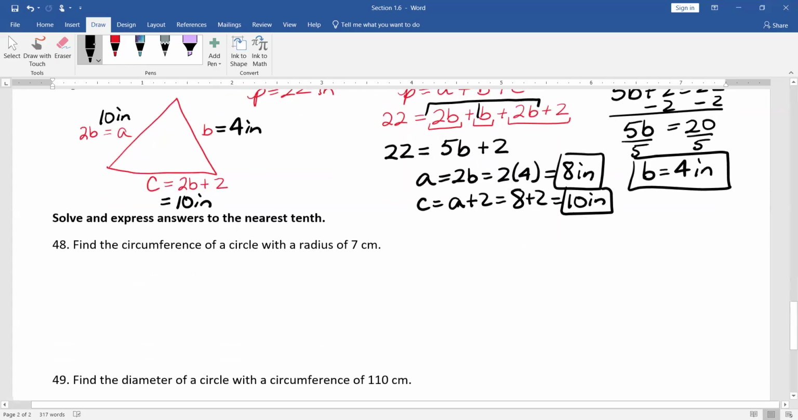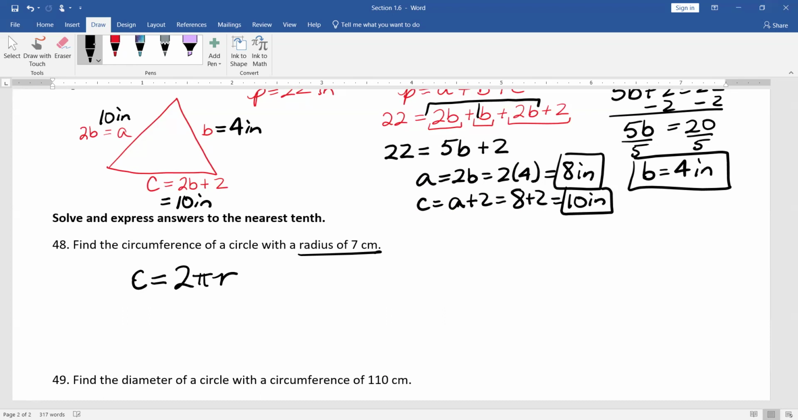Okay. Solve and express answers to the nearest tenth. Find the circumference of a circle with a radius of 7 centimeters. All right, so we want the circumference formula. Circumference equals pi times diameter, or we have radius here, so this is 2 pi r. I know that r is 7, so it's 2 pi times 7. For an exact answer, 2 times 7 is 14, so 14 pi.